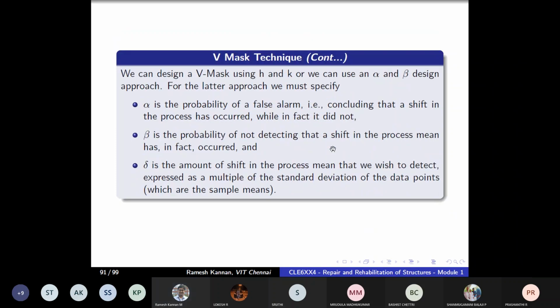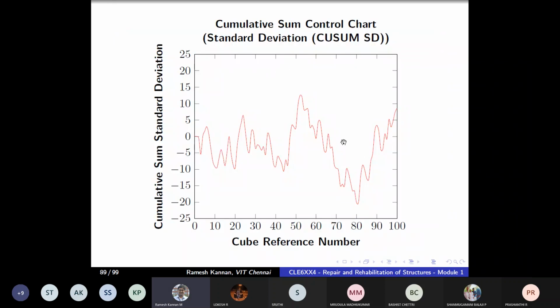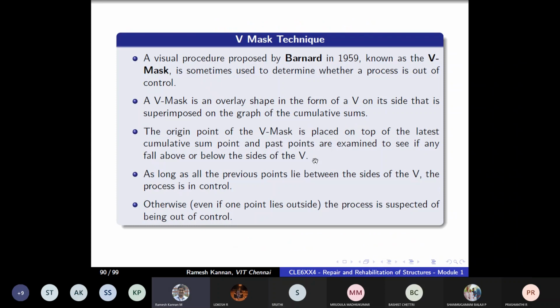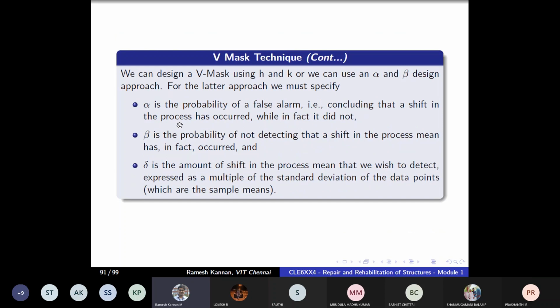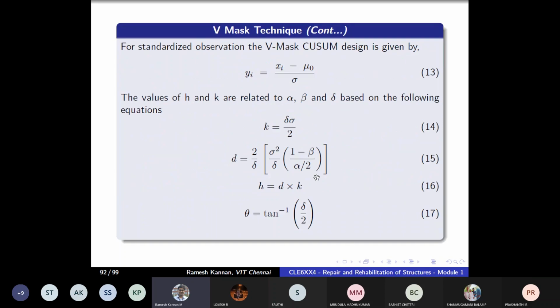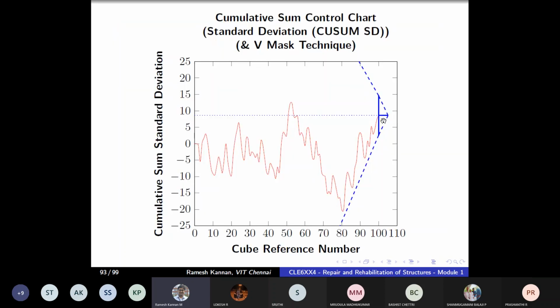Then the V mask technique, and up to this is numerical stuff that you can probably look into, but after this is just the theory part, so you don't have to really do a problem on V mask because that needs a lot of computational work. You're gonna do it by hand, so it's one important thing. And we'll talk about this a little later, and there's a formula for this, and this is the V mask technique.